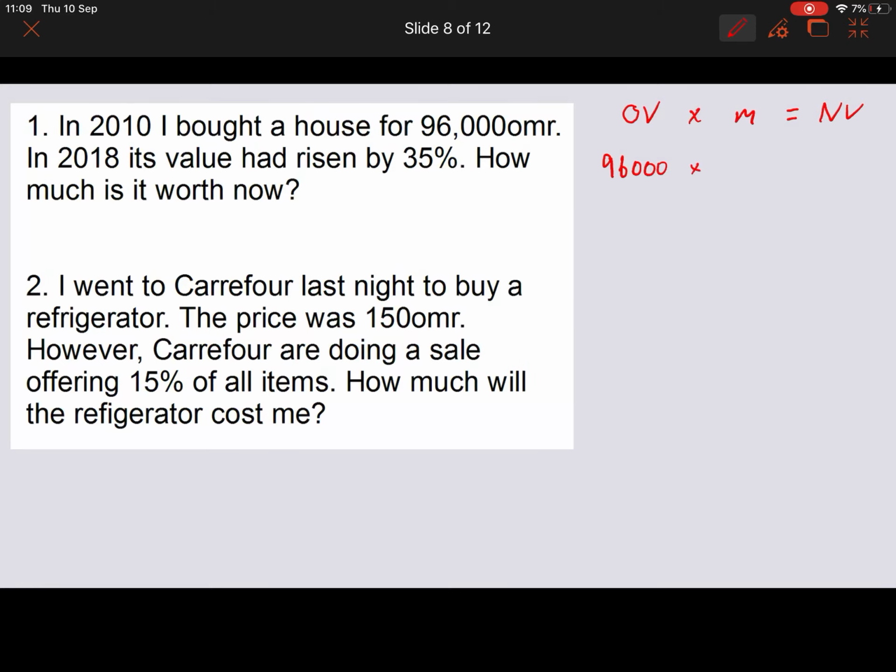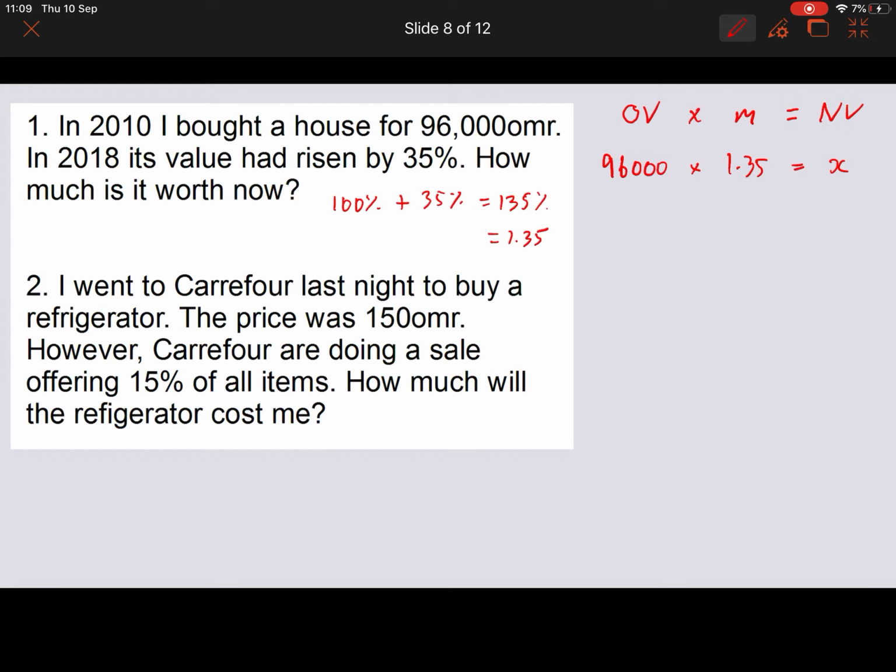So all you've got to do is decide what do you know and what don't you know. Okay, now I can see from this, in 2010 I bought a house for 96,000 OMR. So I know the old value. That's what it cost before. Its value rose by 35%. So 100% plus it rose, it got bigger, is 135%, which is 1.35. So there's the multiplier. And what's the new value? Well, I don't know. That is what I want to know.